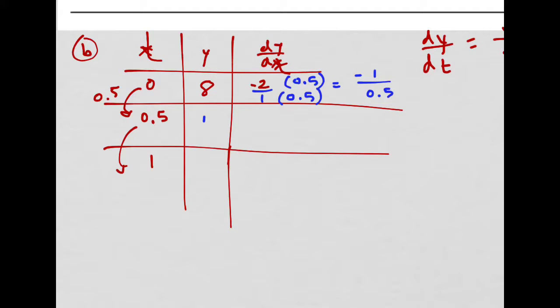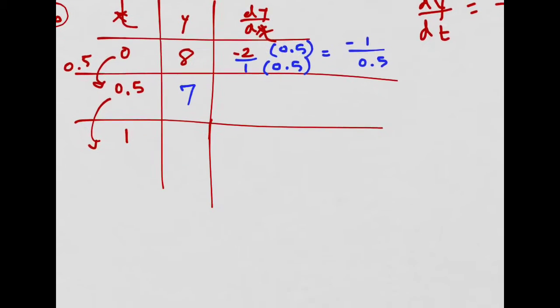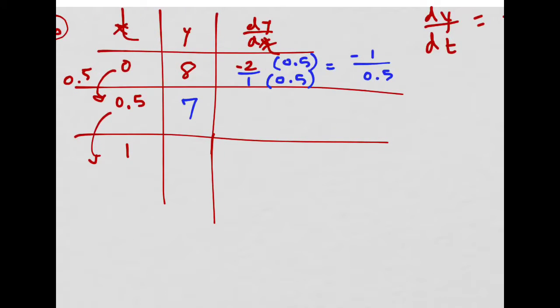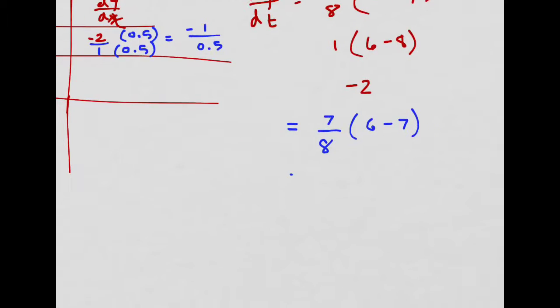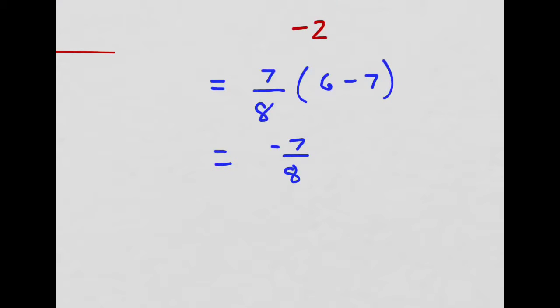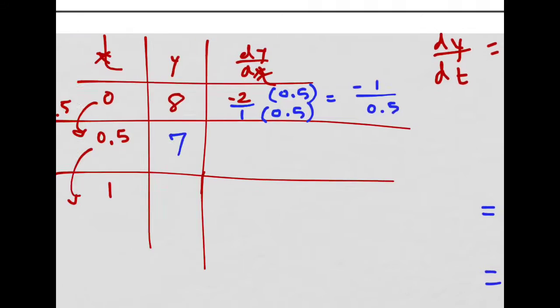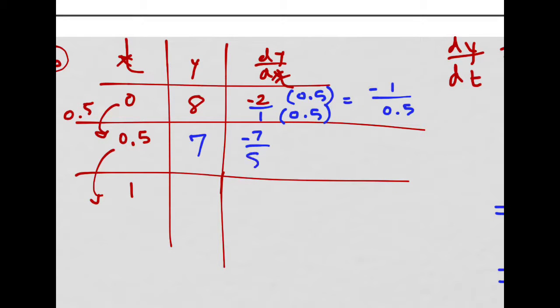Okay, so t changes to 0.5 because I step for the x, and then I also step for the y, negative 1. So I go from 8 down to 7. Okay, easy enough. Now I get dy/dt again, now using 7. In this case, it would be 7 over 8 times 6 minus 7, and that's just negative 7 over 8, because this is just negative 1. Okie dokie. Negative 7 over 8.